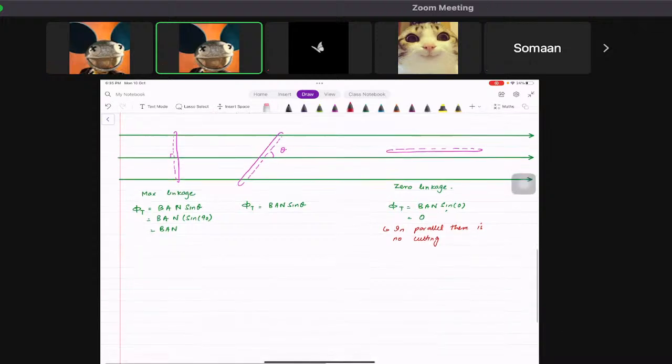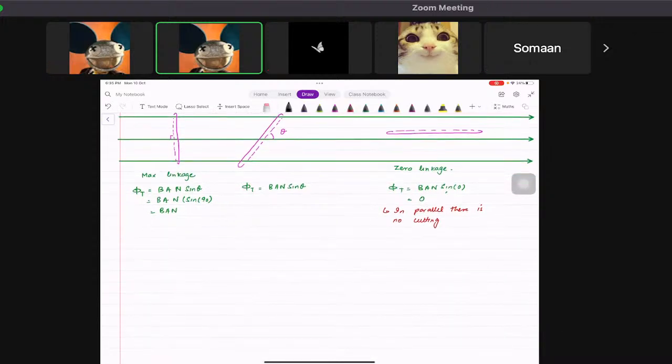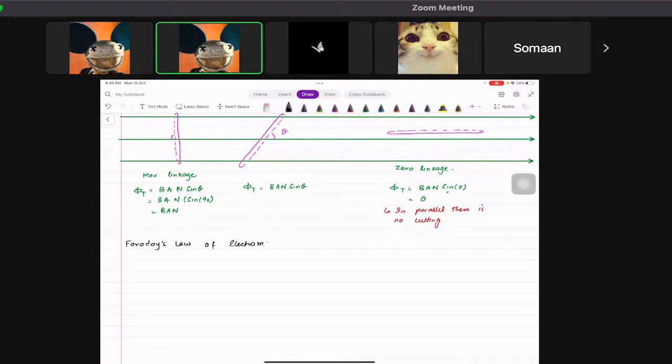Now, so let's move forward. Now, there was one scientist. He was named Faraday, and he gave Faraday's law of electromagnetic induction. In this chapter, you will hear about him a lot because the whole chapter basically revolves around him somehow.